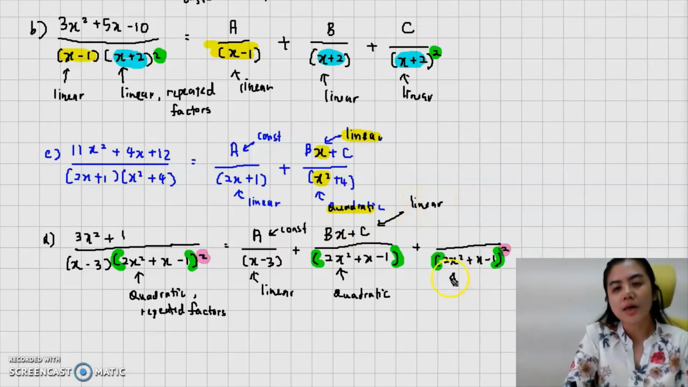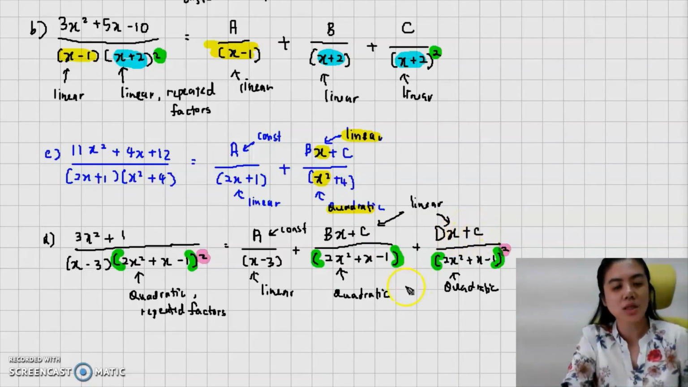Alright, and we have another quadratic here. And then it should be linear on the top also, and we have to continue the alphabet. So we used C, then we start with D. So this is dx plus e.